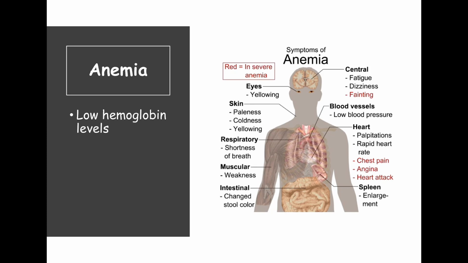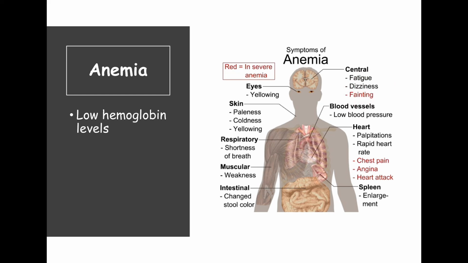So anemia typically is associated with low hemoglobin levels, and these are some of the symptoms that are associated with it. So their central nervous system can be impacted because you remember hemoglobin is what helps to transport the gases like oxygen, and your brain needs oxygen for function. So if you have decreased oxygen, the person will experience fatigue, dizziness, and under severe cases of anemia, they can potentially faint. Some individuals may have low blood pressure.